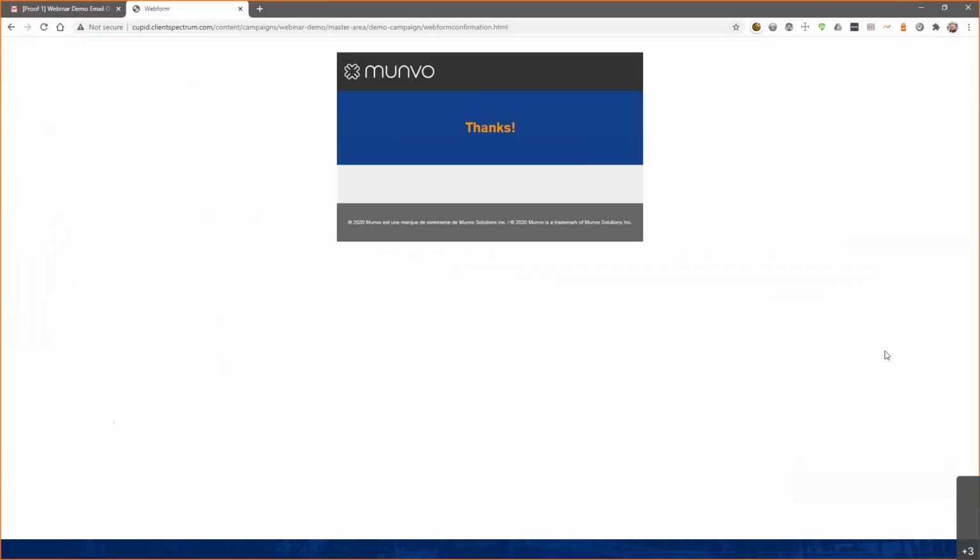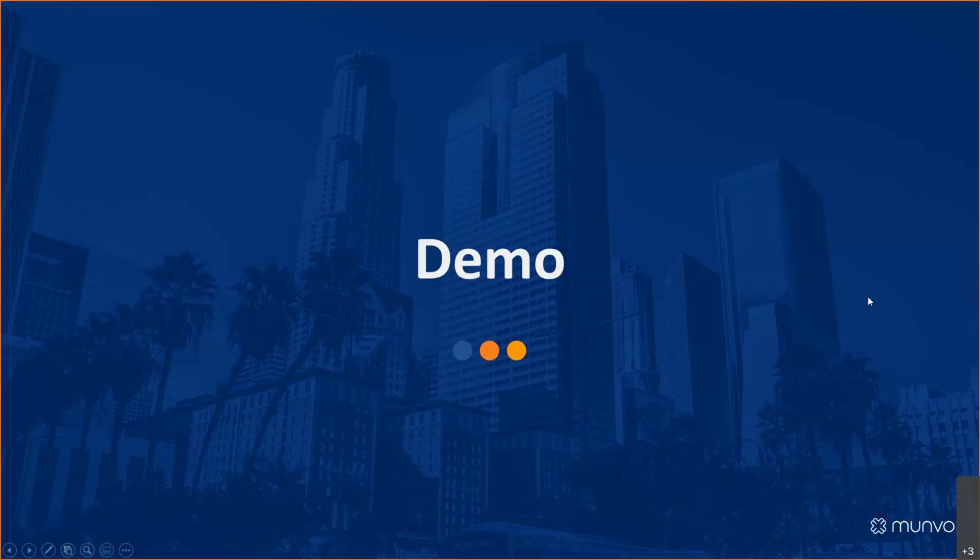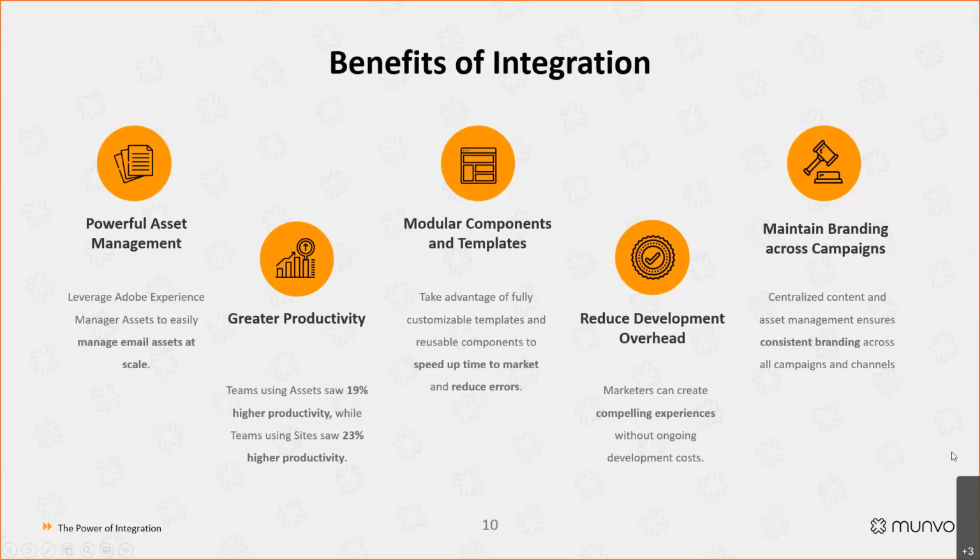All right. So those are two use cases that I wanted to cover in today's demo. So the next thing is I wanted to talk about the benefits of this integration. As you could see, we have modular components and templates that we're able to build our emails out of, and this takes advantage of reusable components, speeds up your time to market, and reduces a lot of errors from copying HTML and having to manually type in complicated details. So this would actually reduce your development overhead as well, and helps you create those compelling experiences without ongoing development costs.